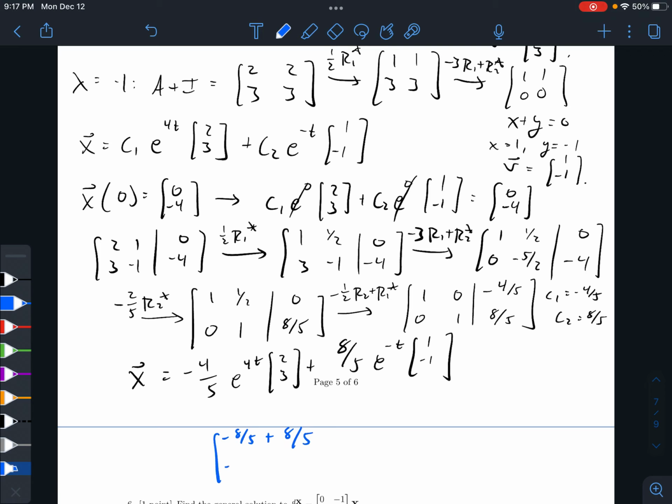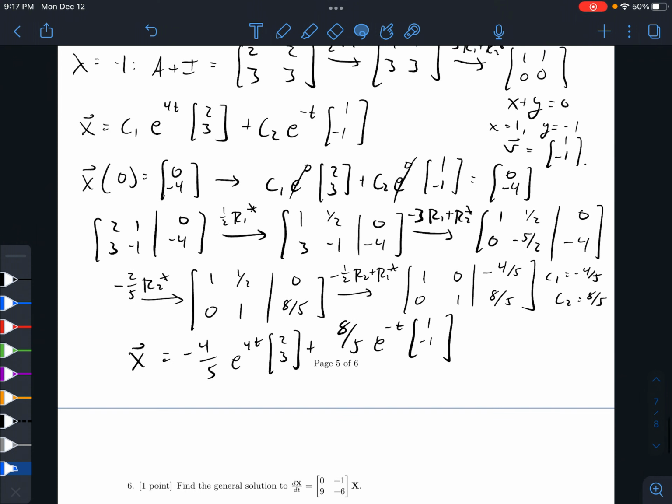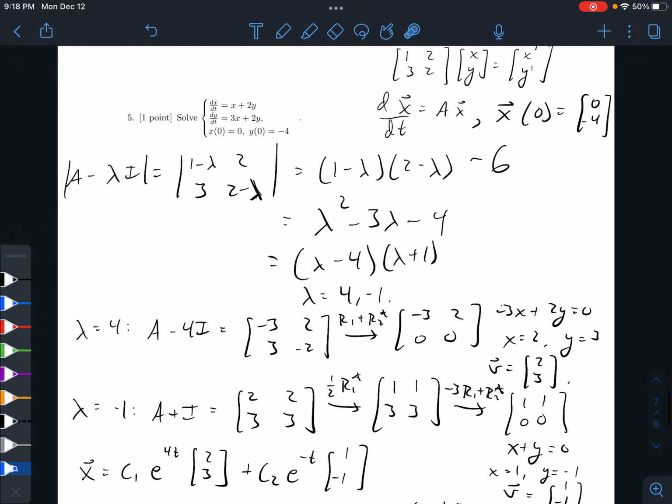And then negative 4/5 times 3 is negative 12/5, and then 8/5 times negative 1, negative 8/5, so this becomes 0, negative 20 over 5. Negative 20 over 5 is negative 4, so that's a good check. Just a reality check just to make sure that this is satisfying the things we needed to satisfy.